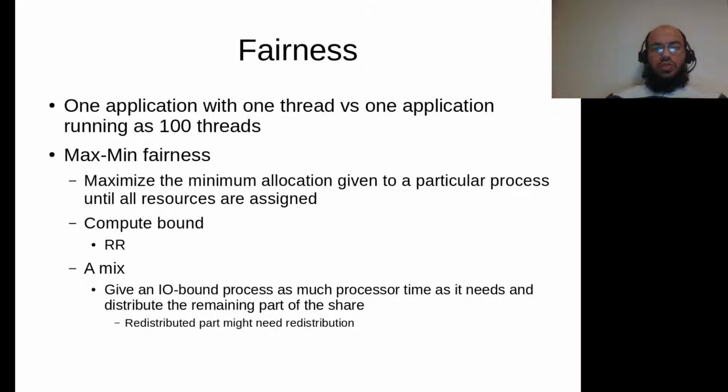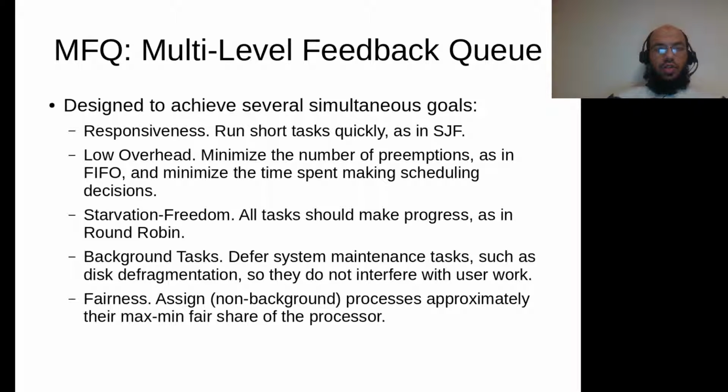So now that we have talked about fairness, let us talk about how operating systems actually try to achieve such fairness. The way that Linux, for example, does it is using a version of what is called a multi-level feedback queue. A multi-level feedback queue is basically designed to try to achieve everything at the same time, which basically means that it achieves nothing optimally.